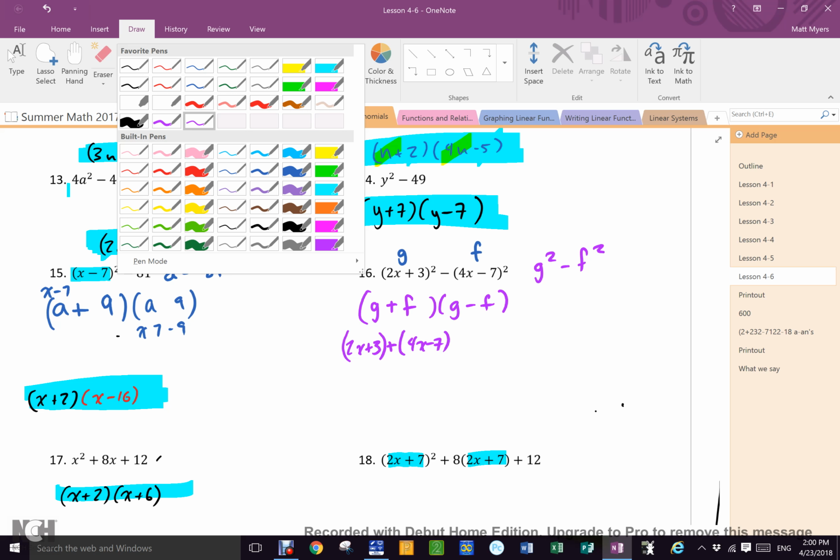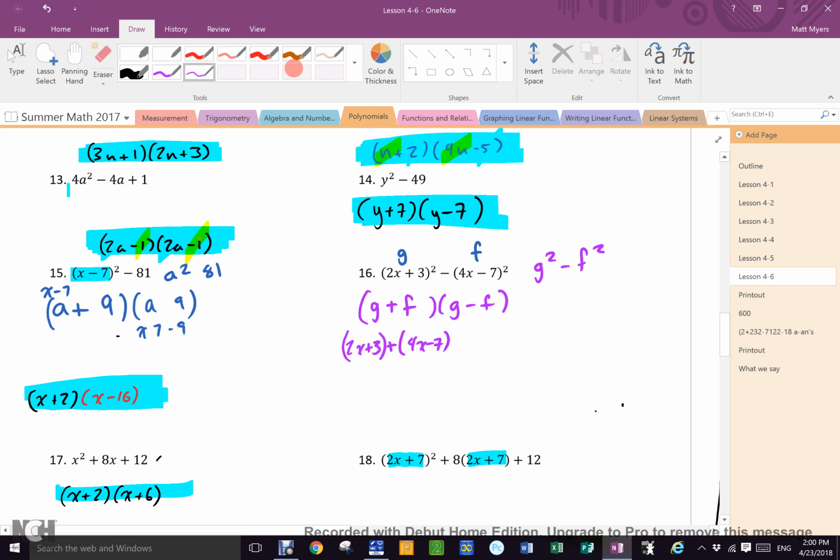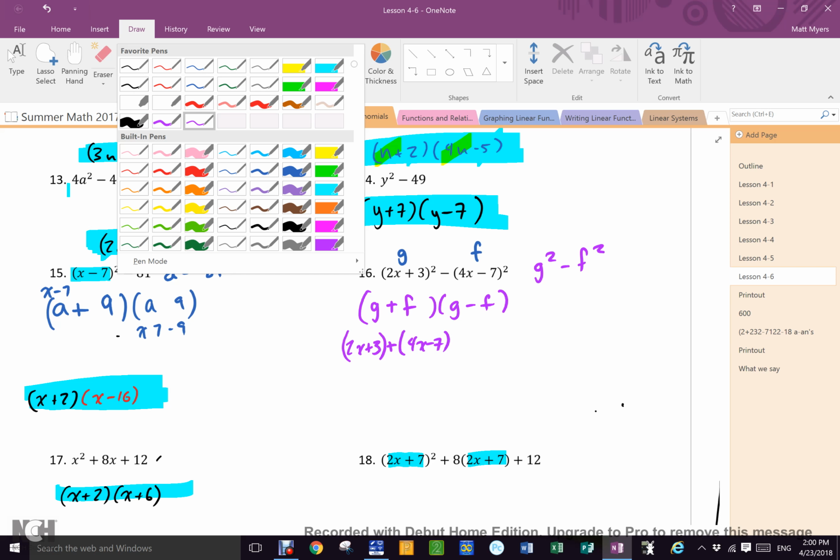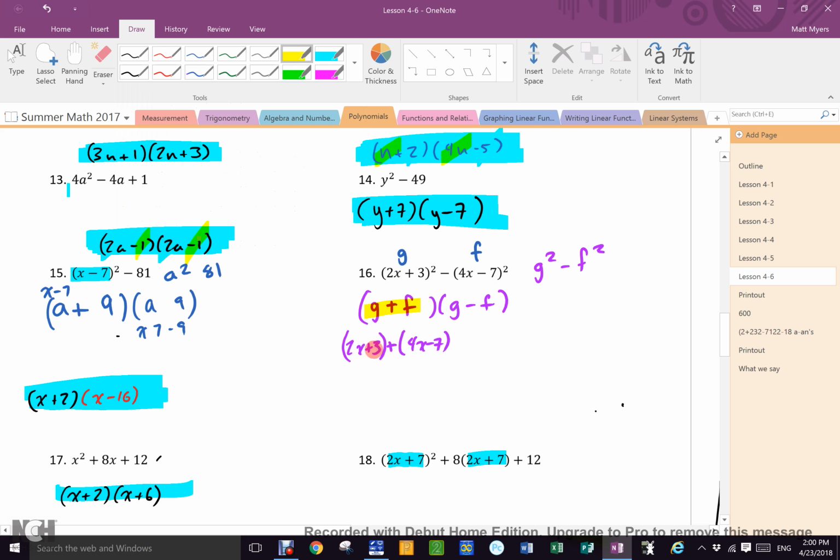Yes. Where? Of course it is, because it's a difference of squares. G squared minus F squared, which is factored as square root of the first one plus square root of the second one times square root of the first one minus square root of the second one. So, everybody should be good with that and that being the same thing, yes?